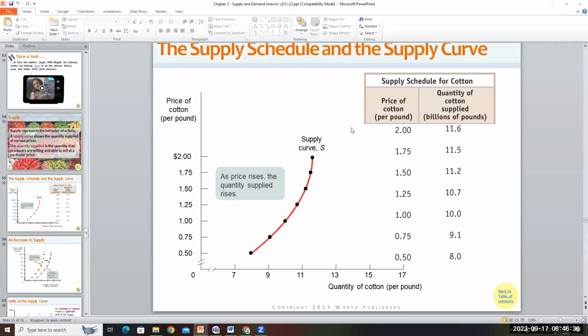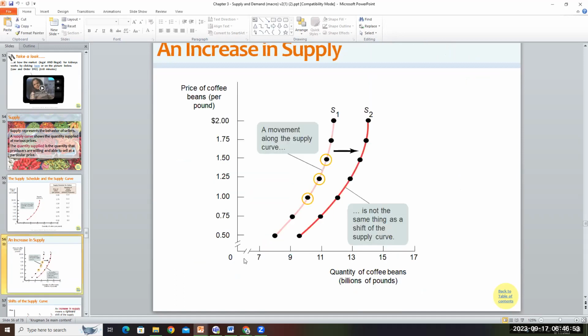And supply works much like demand, except it's the mirror image, right? The higher the price, the more suppliers are willing to come to the market to bring their services or their goods, right? And the lower the price, the fewer suppliers. Okay, and again, we can see a shift of the supply curve to the right or to the left based on a few factors, which I'll show you.